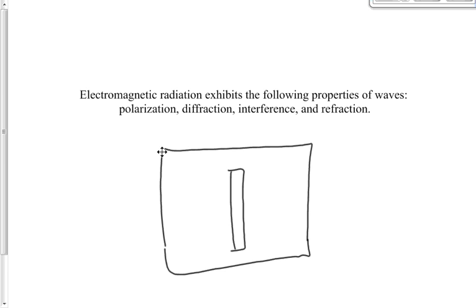Polarization is a property of waves, but light undergoes polarization. So if EMR or light does what a wave does, then EMR must be a wave. Right? Logically, if it does what a wave does, i.e. polarization, diffraction, interference, and refraction, then EMR must be a wave.